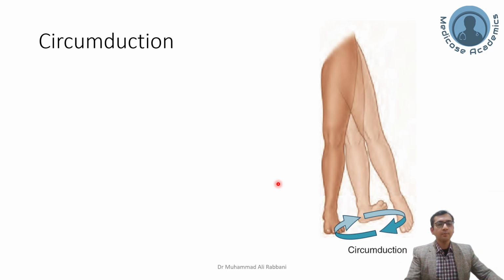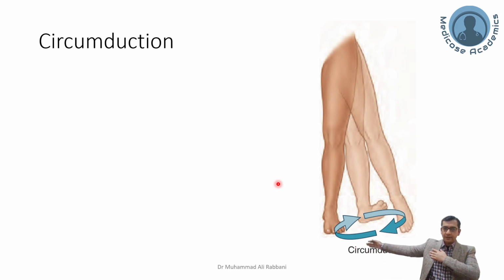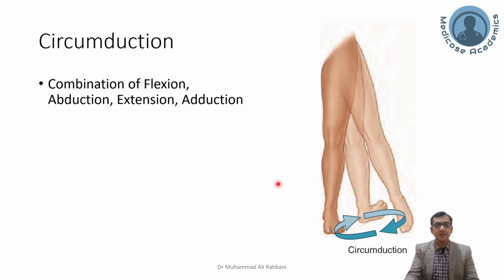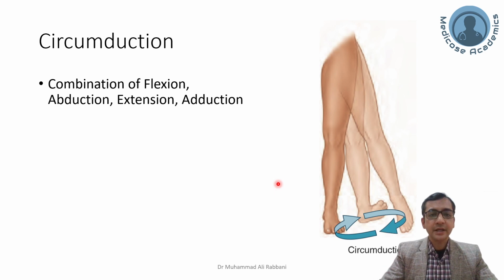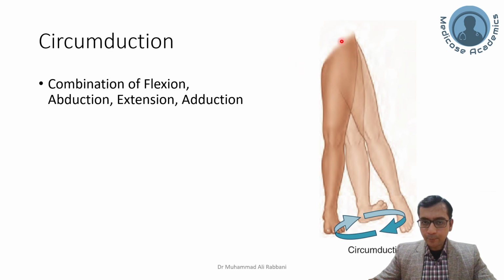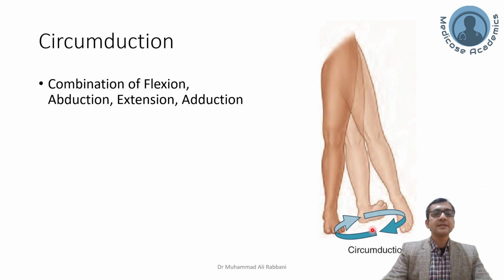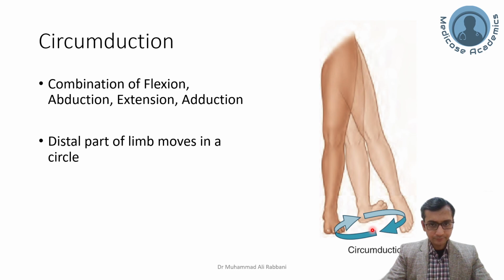Circumduction, a combination of all these four. If you move your shoulder anteriorly, that is flexion; you did flexion, you did abduction, you did extension, you did adduction. So this circular movement, a combination of flexion, abduction, extension, adduction, is that cone-like movement. At the point of movement there is the peak of the cone, and there is the base of the cone right here. This is known as circumduction.